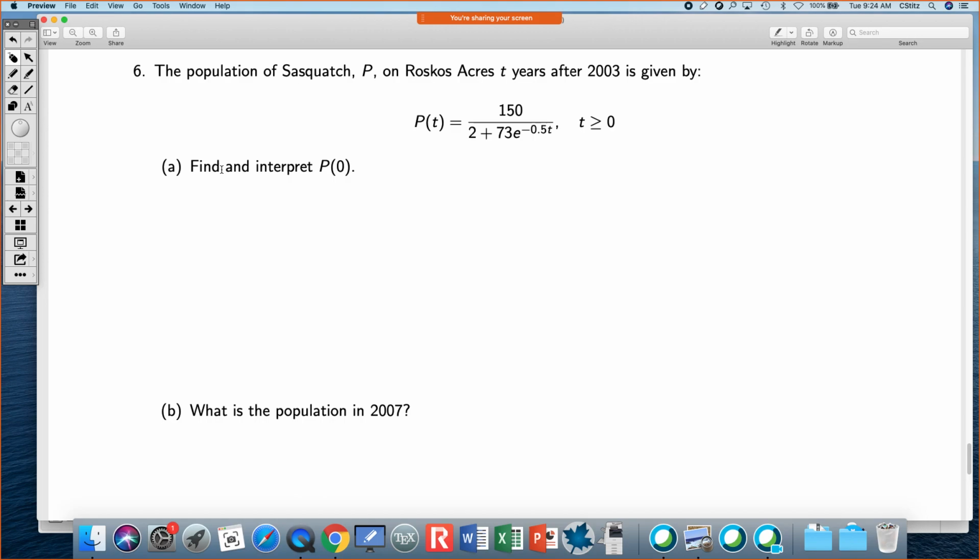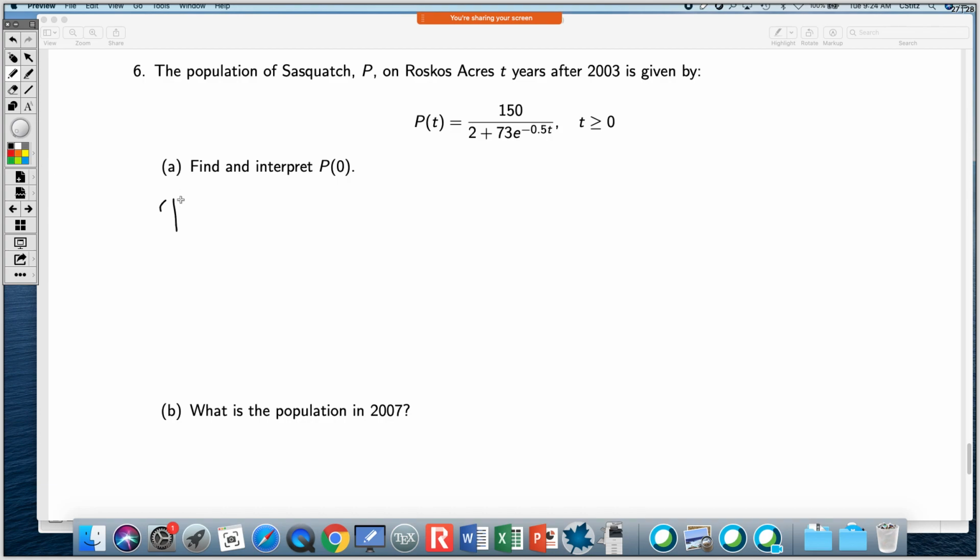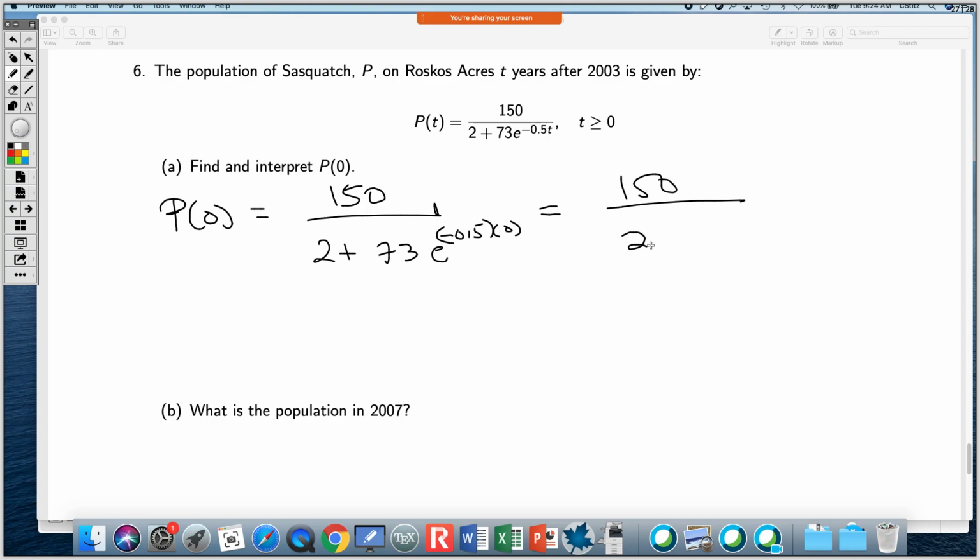Find and interpret P of 0. Well, we kind of already spoiled that one looking at the graph, but let's go ahead and do the algebra here. So remember, P at 0 means everywhere you see a little t, we're going to plug in a 0. So that's 150 over 2 plus. Now, 0 times negative 0.5 is 0. E to the 0, remember, is 1. So I've got a 73 down there. So 150 over 75 is 2. So that's the find part.